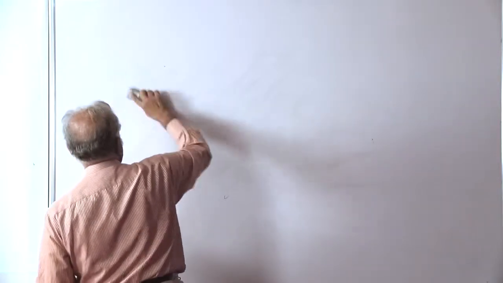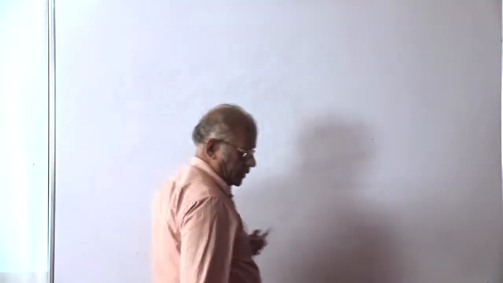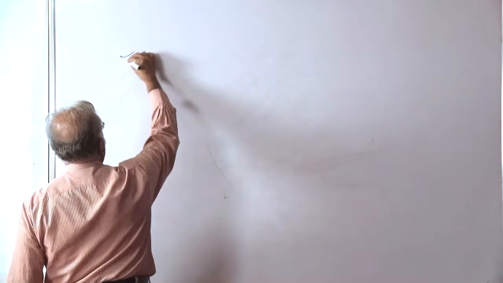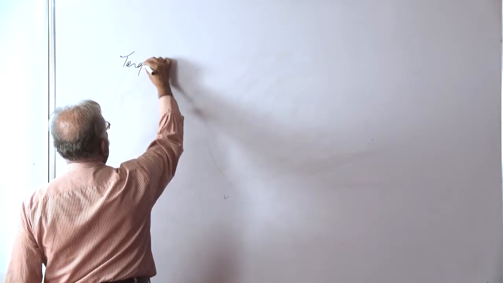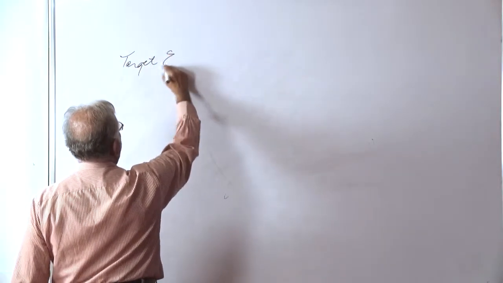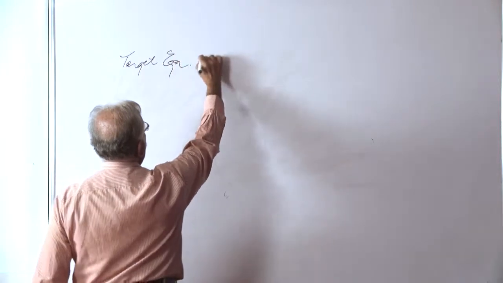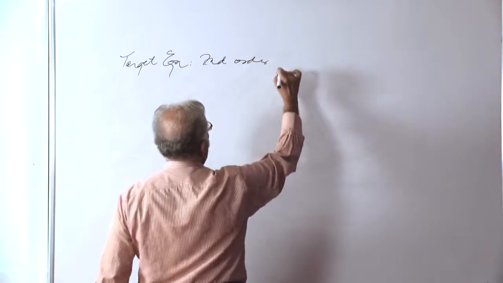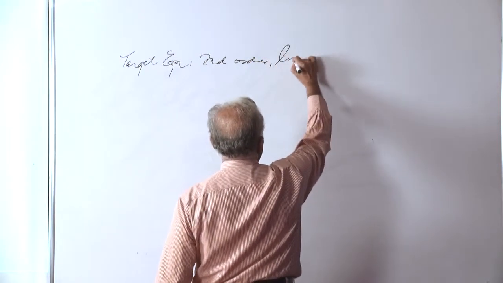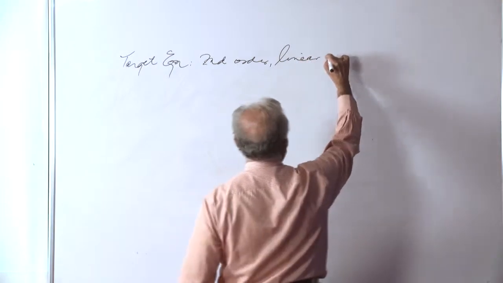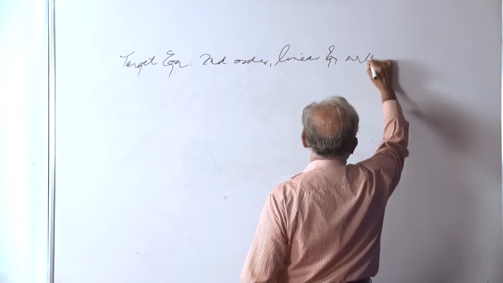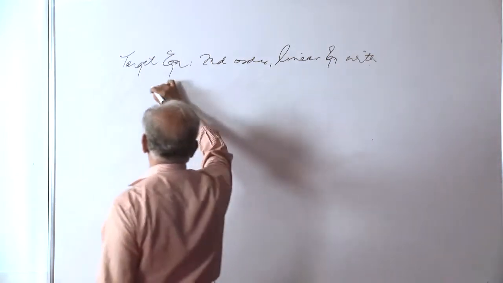We write the equation once again on top and see what is the substitution that converts the equation to the target equation, which is a second order linear equation with constant coefficients.